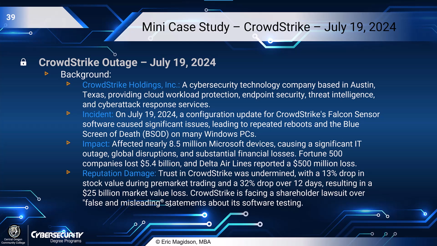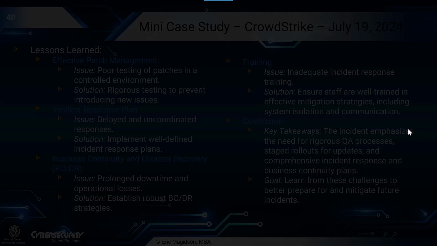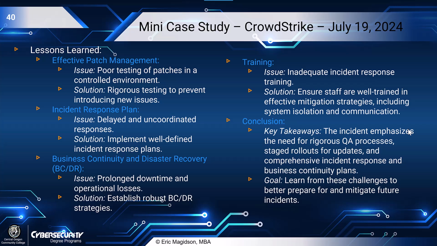CrowdStrike has a part in this, but as we're going to learn on the next screen, so do these companies that utilize the software. They are equally responsible, if not more, because ultimately they are responsible for their networks. Yes, there was reputation damage. The stock price of CrowdStrike fell up to 32% in 12 days, resulting in $25 billion of market value loss.